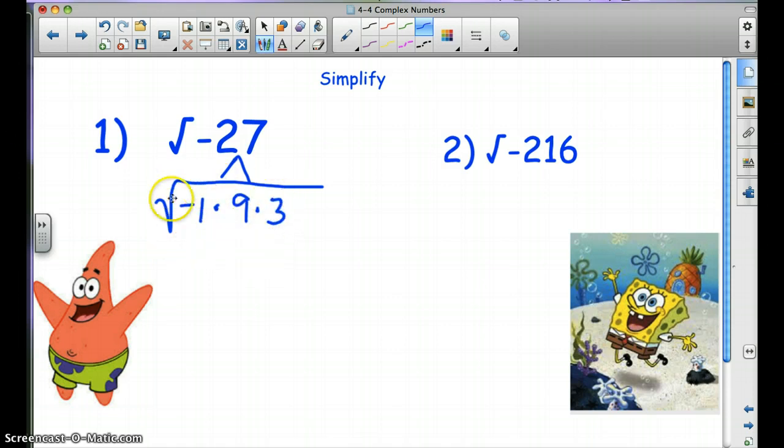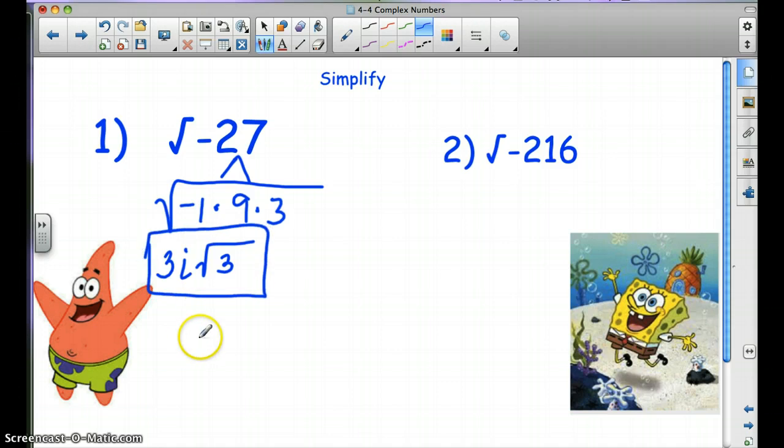So the square root of a negative 1 is going to be my i. The square root of 9 is 3, so that comes on the outside. And we just put the 3 before the i, the numbers before the i. And then the square root of 3, is that perfect at all? No, so we're just going to leave it as 3i square root of 3. And that would be our answer for that one.